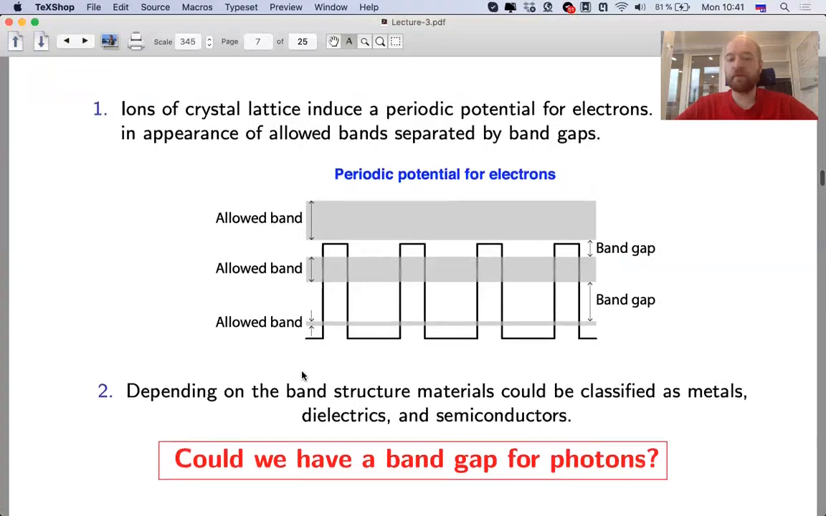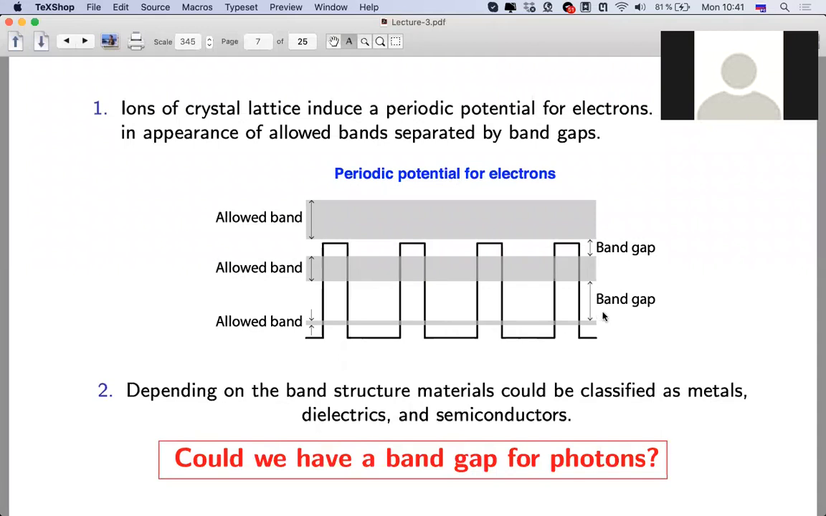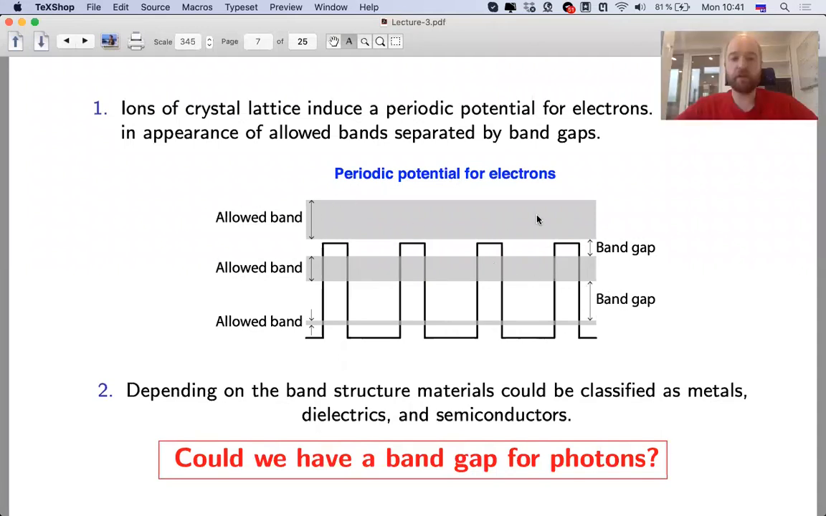So the role of periodicity, as I said, is quite clear. If you have a periodic potential, we have allowed bands and band gaps. Here the shaded region is the allowed band and the white regions are the band gaps. And we can control the position of the band gap by changing the period or shape of the potential.